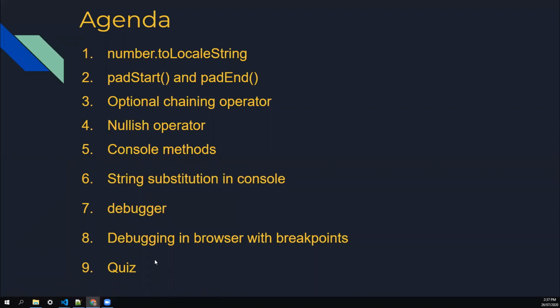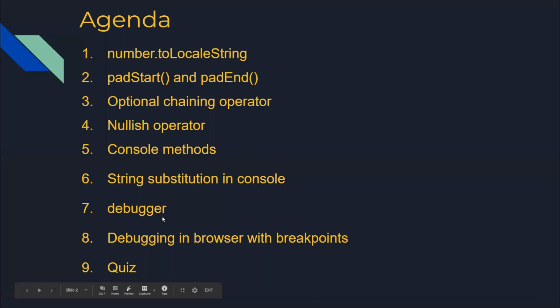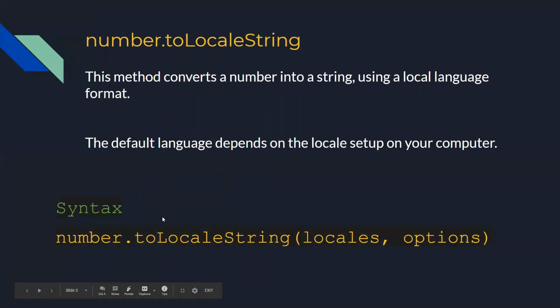Okay, so let's move on to our first topic, that is number toLocaleString. This method converts a number into a string using a local language format, and the default language depends on the local setup on your computer. So let's go and see, because most people think, okay, anyhow, we know how to convert a number into a string, but we'll see the benefit of this method in a real use case.